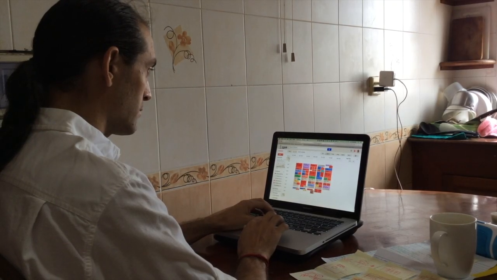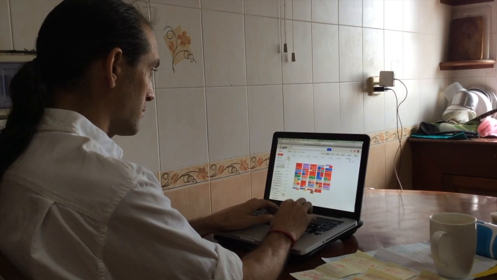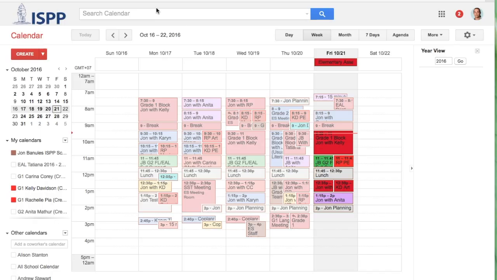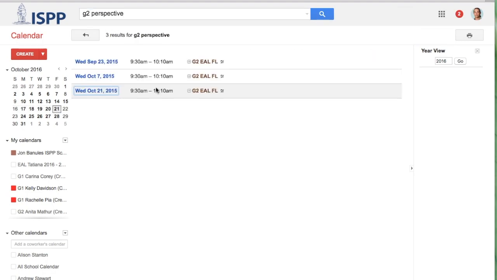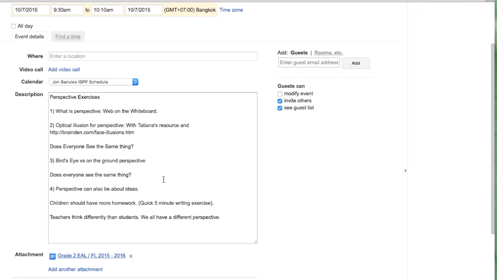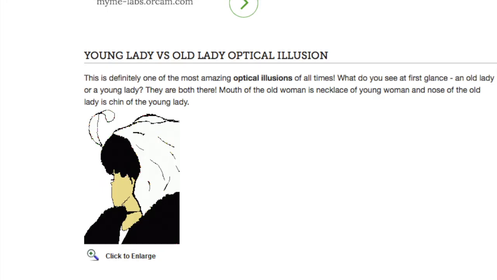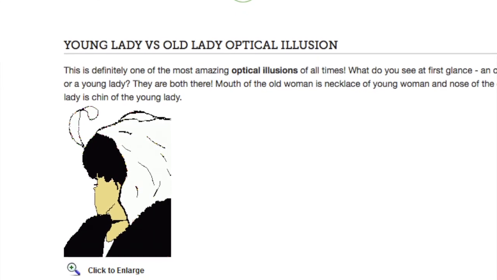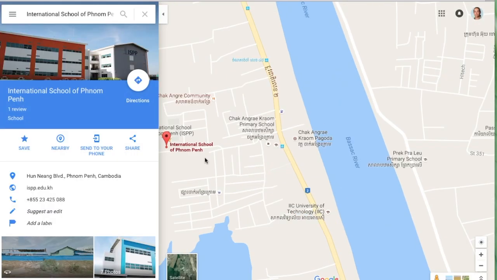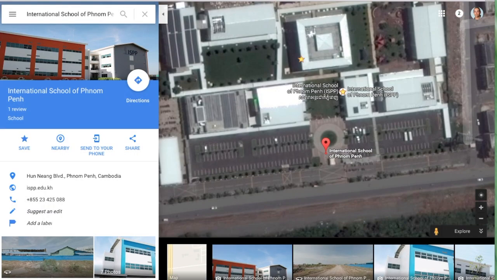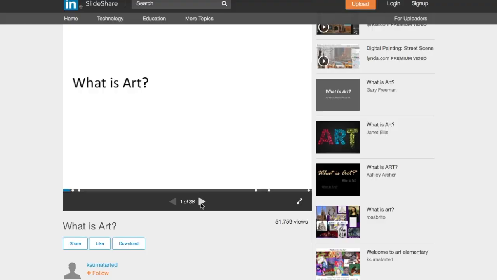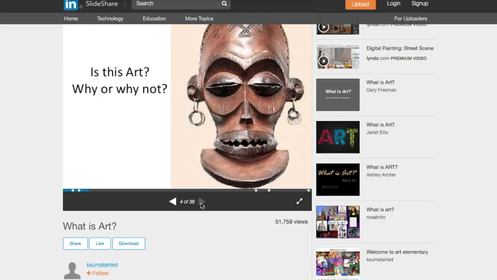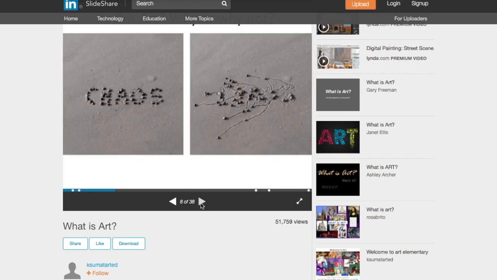So I went back to my Google Calendar where I did my lesson planning last year. Just did a search of perspective to find the lessons. Looking at my lesson plans, it seems like we had compared what we saw in optical illusions. We looked at our school from maps, from photos, from satellites. We also looked at different kinds of art and discussed whether we thought it was art or not.